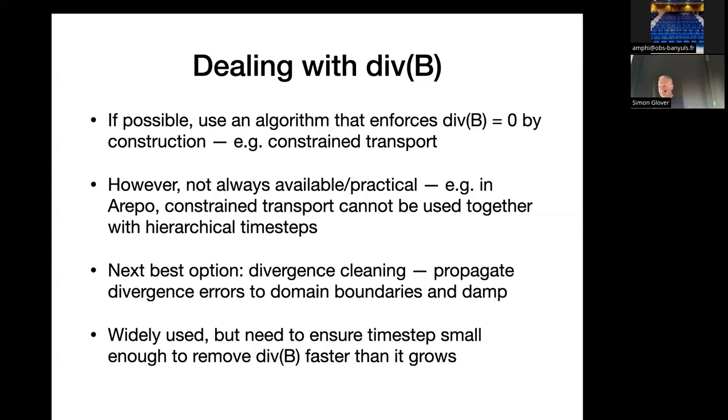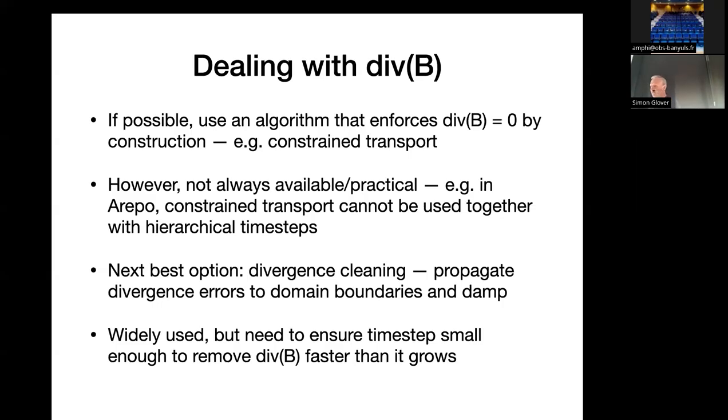The main thing to worry about here is you need a time step limiter along with this, because you need to make sure that your growth in div B is getting damped fast enough to stop your solution from blowing up. If div B is growing faster than your divergence cleaning can get rid of it, then sooner or later, all hell is going to break loose and your simulation is going to crash.